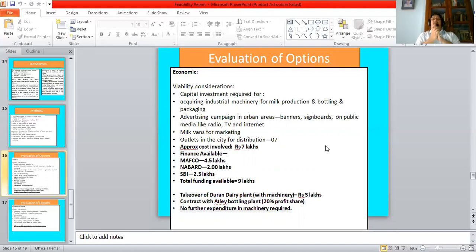Now, the approximate cost involved for all this is rupees 7 lakhs. The finance available is from NAFCO, SBI, and other sources. From NAFCO, we are getting 4.5 lakhs. From NABARD Rural Scheme, we are getting 2 lakhs. And from the SBI, 2.5 lakhs. And the total funding available, therefore, is rupees 9 lakhs, which is quite adequate, I think, in order to cover this kind of a project.